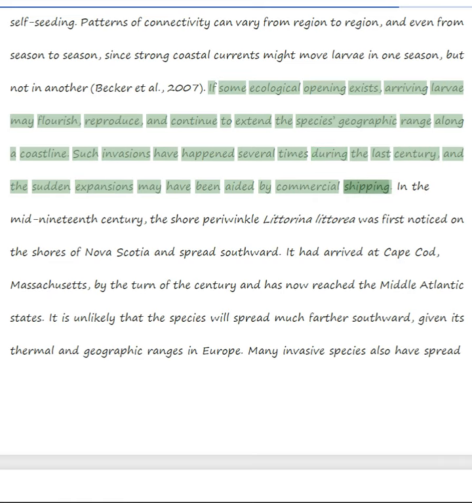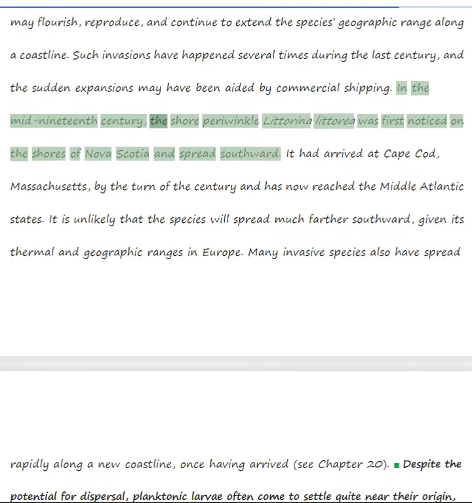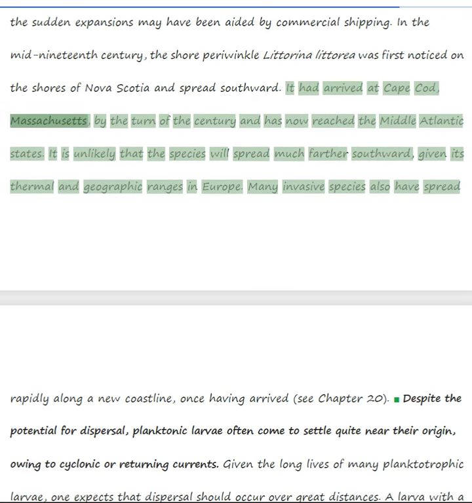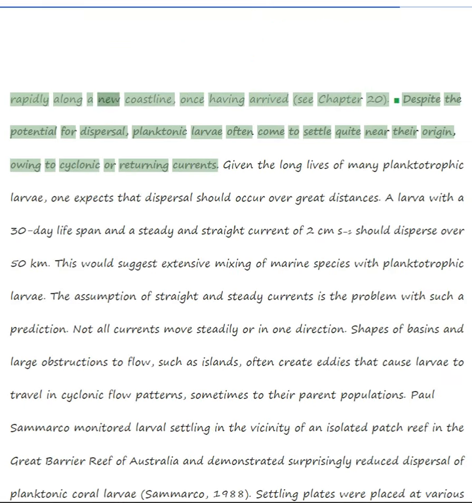commercial shipping. In the mid-19th century, the shore periwinkle Littorina littorea was first noticed on the shores of Nova Scotia and spread southward. It had arrived at Cape Cod, Massachusetts, by the turn of the century and has now reached the Middle Atlantic states. It is unlikely that the species will spread much farther southward, given its thermal and geographic ranges in Europe. Many invasive species also have spread rapidly along a new coastline.